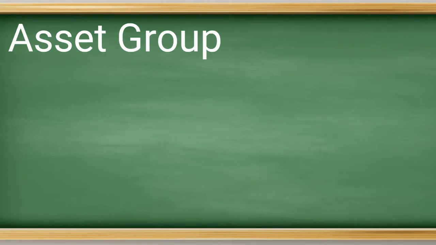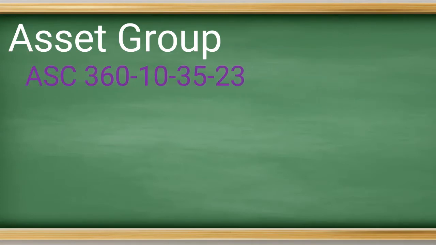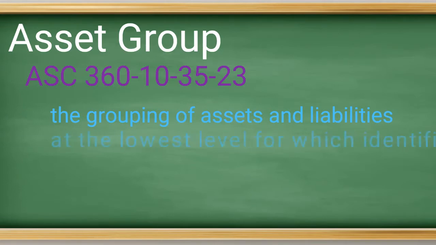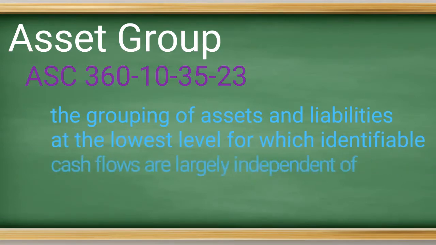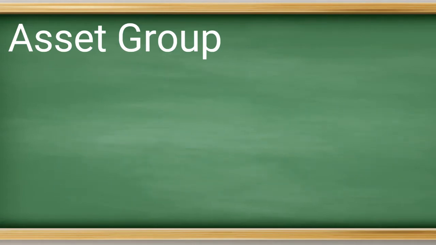Now, we mentioned the term asset group. There's a similar term under IFRS called the cash generating unit, or the CGU. The concepts are similar, but under ASC 360-10-35-23, an asset group is the grouping of assets and liabilities at the lowest level for which identifiable cash flows are largely independent of cash flows of other assets and liabilities. So, what does that mean exactly?